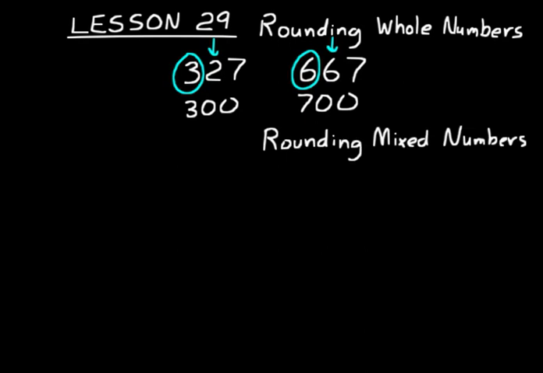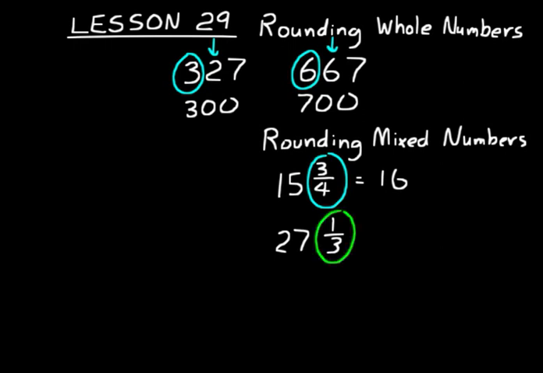Now if we're rounding mixed numbers, we just have to look at that fraction part. Like if we had 15 and 3/4, that fraction, if it's greater than a half or equal to a half, then we round up. 3/4 is greater than a half, so that means we would round this to 16. If we had 27 and 1/3, we look at that fraction and we see that 1/3 is less than 1/2, so we would just leave the 27 alone and write it 27.